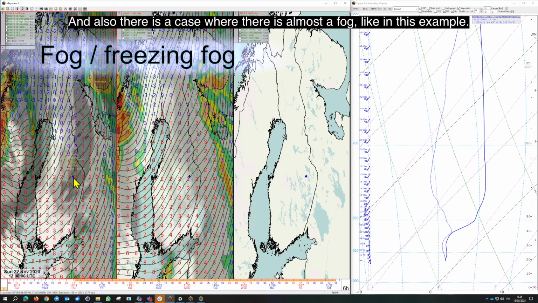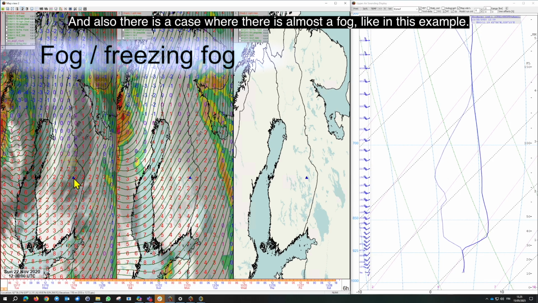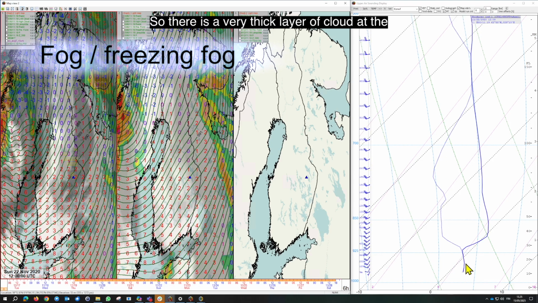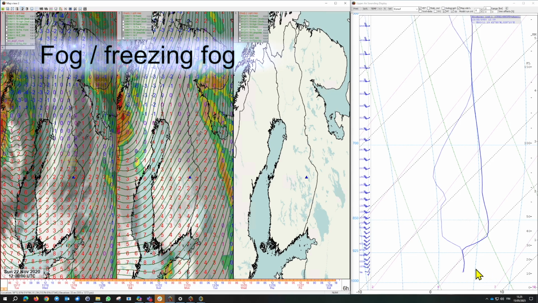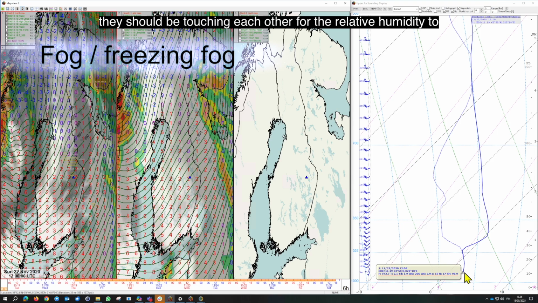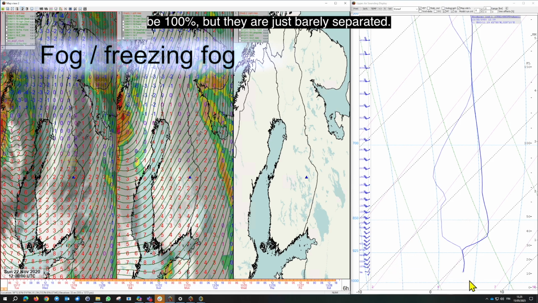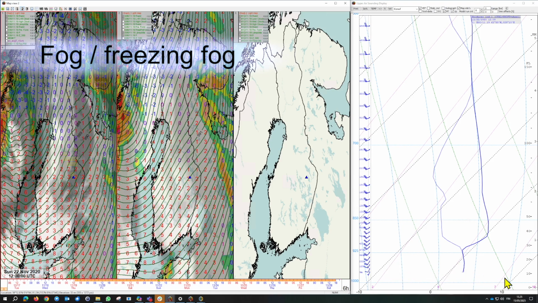And also there is a case where there is almost a fog, like in this example. So there is a very thick layer of cloud at the lower levels, but the lines are not touching each other exactly at the ground. So here it's not fog, because they should be touching each other for the relative humidity to be 100%, but they are just barely separated. But still, this is something we call stratus cloud.